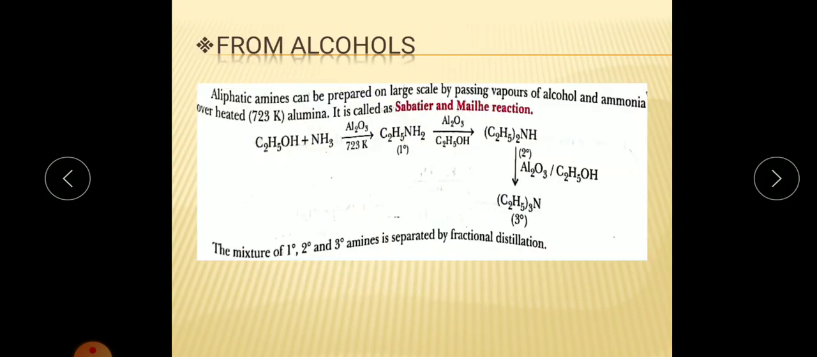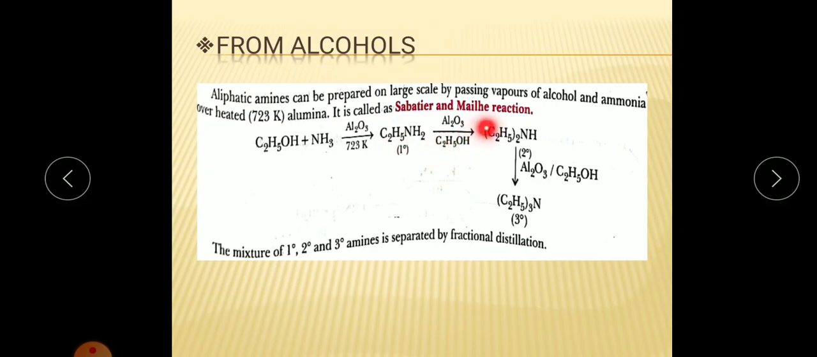Fine. The second preparation is from alcohols. Aliphatic amines can be prepared on a large scale by passing vapors of alcohol and ammonia over heated alumina. It is called the Sabatier and Mailhe reaction. In this reaction, we take ethyl alcohol and react it with ammonia in the presence of alumina, aluminum oxide, at a temperature of 723 Kelvin. First it is going to form ethylamine, that is a primary amine.